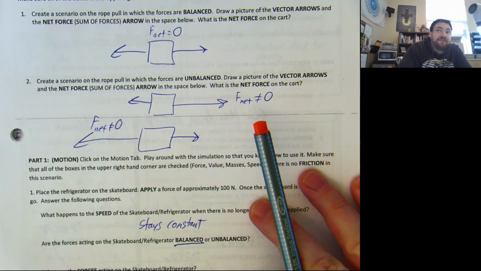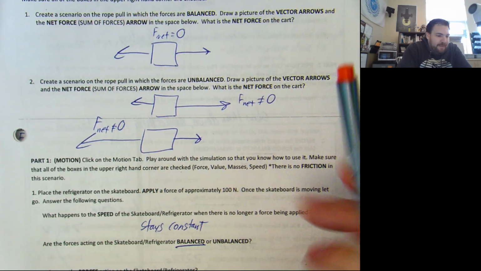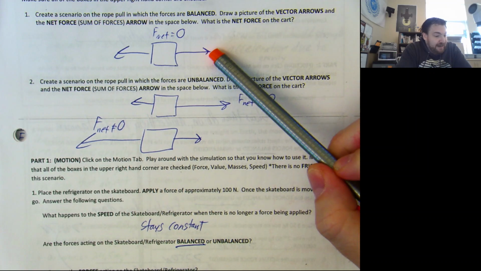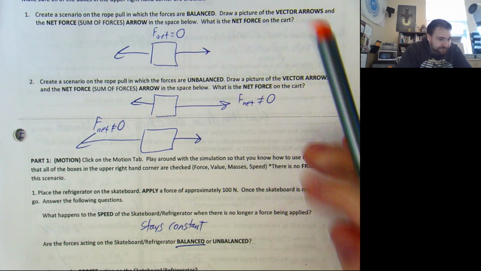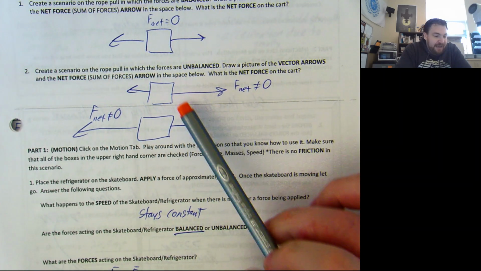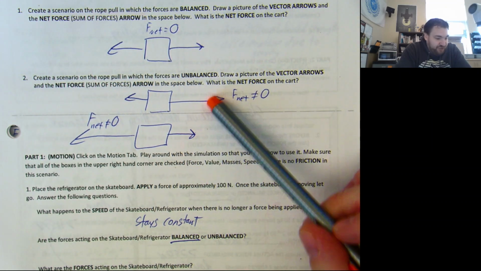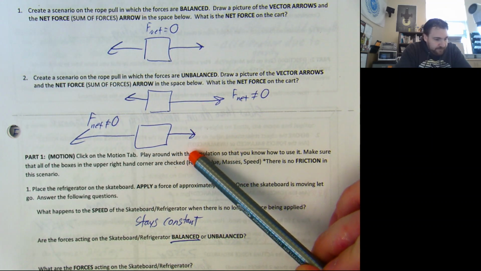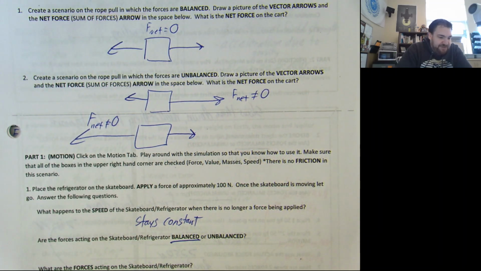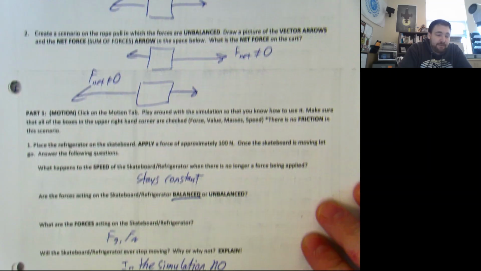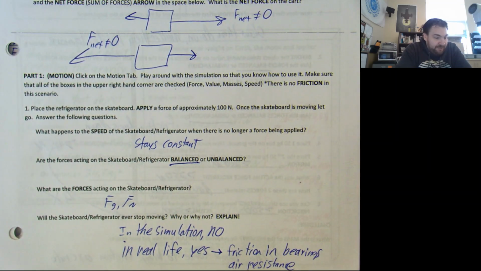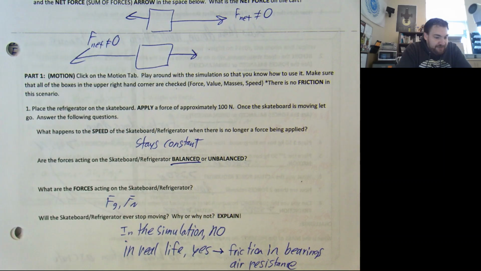Forces being balanced. Again, if you're taking a look at the PhET simulation, you could have had a free body diagram that looks like this. A scenario where they're unbalanced to either one of these is something you could have created for the next chunk. And then I got you to play around with specific things. You went to the motion tab and played around with the simulation.